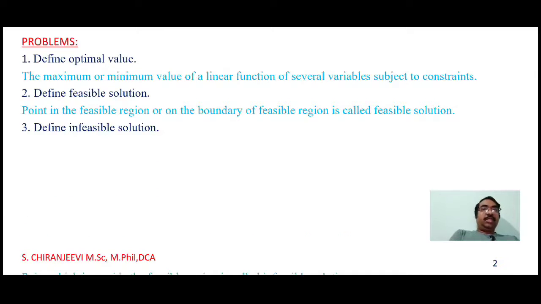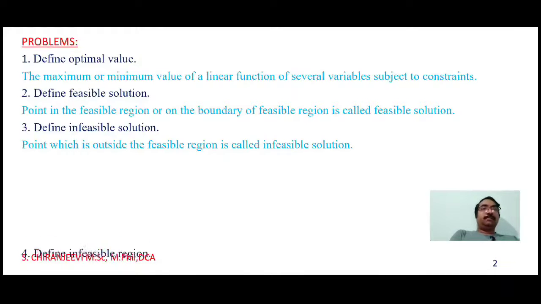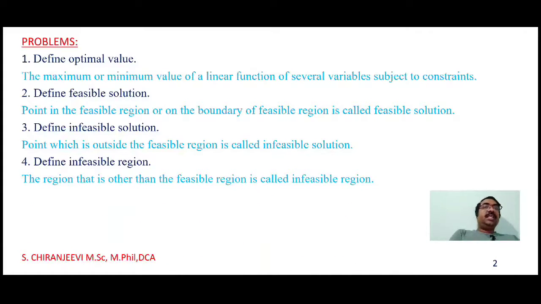Define infeasible solution. A point which is outside the feasible region is called an infeasible solution. The points which are outside the region, we call it an infeasible solution. Define infeasible region. The region that is other than the feasible region is called an infeasible region.